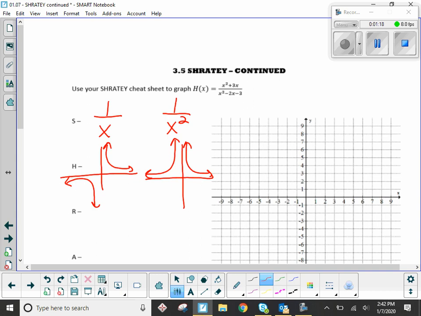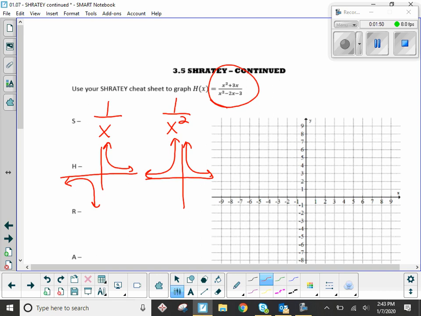Oh, we talked about how you could shift it, and we could write the equations for that, right? The HK form. But even though we talked about that yesterday to write an equation, no matter how sophisticated we got with yesterday's skills, it's not enough to be able to graph something that looks like this. Okay, that's a whole different beast. There's x squareds and x in it, so there's no way we could go from here to the graph of that. And that is what your SHRATEY cheat sheet is for.